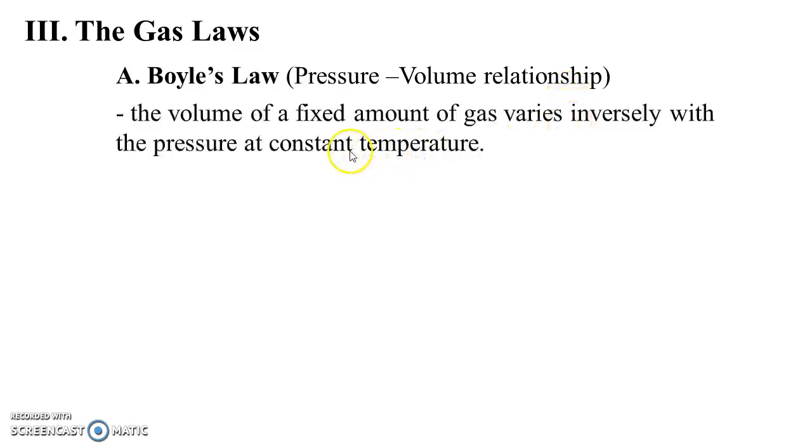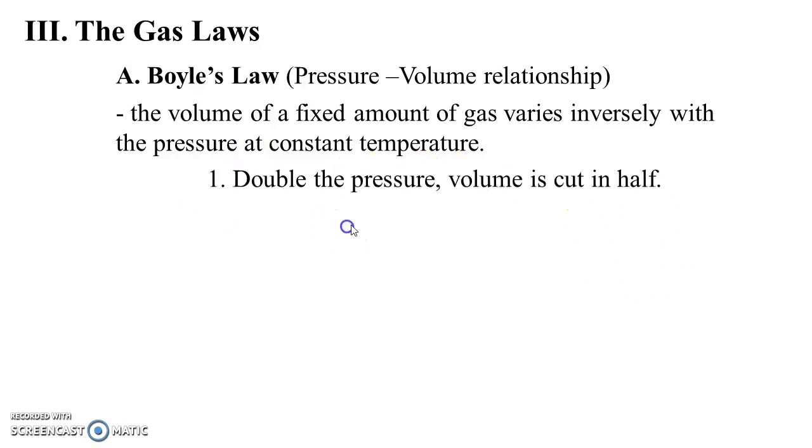So the volume of a fixed amount of gas varies inversely with the pressure at constant temperature. Now the word inversely, that means that as one of these goes up, the other will go down. So as pressure increases, volume will decrease. So they're opposite. One goes up, one goes down. And we talk about that in class today.